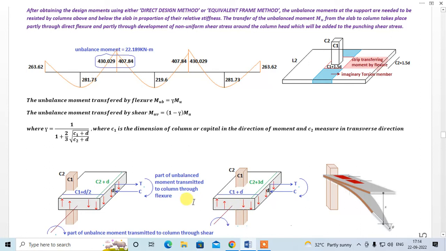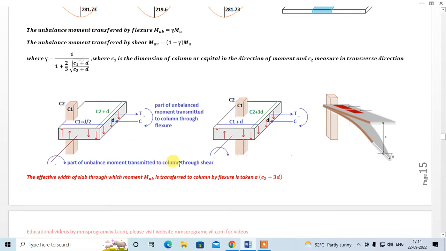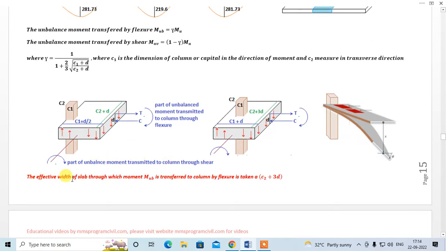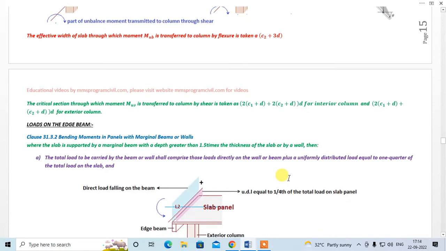Okay, so this is how the unbalanced moments are transferred to the column. This is very important. The effective width of the slab through which the moment Mu is transferred to the column is taken as c2 plus 3d, right? Okay, fine.